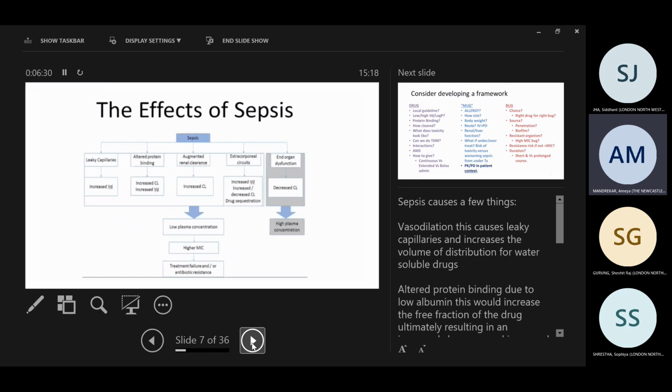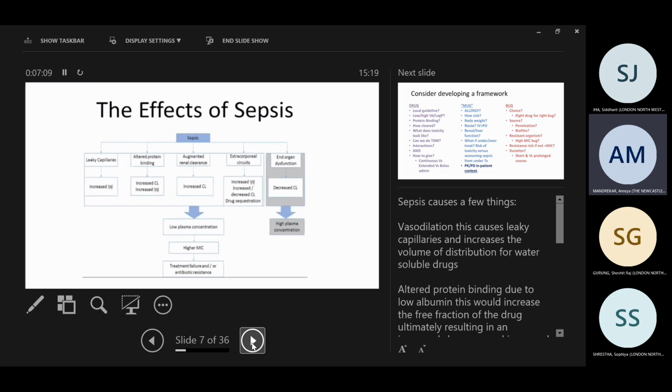Next. Thank you. So with our patients who are predominantly septic in ICU, there are multiple predispositions that affect the pharmacokinetics of antibiotics. So first of all, we have leaky capillaries, and with leaky capillaries, you get an increased volume of distribution because that drug leaks to the extravascular volume that it's not supposed to go to. It's supposed to go to your targeted site. There's altered protein binding, so if you've got low albumin, then there's less albumin for the drug to bind to, so there's more free fraction of the drug.